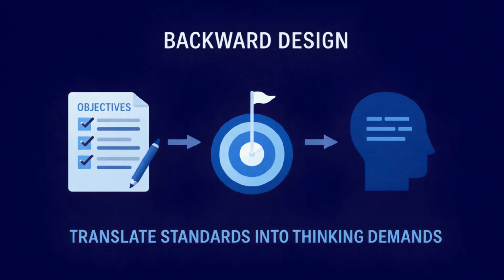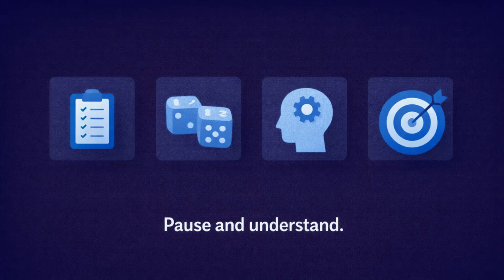Backward design gives structure to that analysis. You start with the end in mind, but the real work is not writing objectives. The real work is translating a standard into the thinking demands that instruction must develop. That translation requires teachers to slow down and ask what the standard actually requires students to do with their thinking, what decisions students must make independently, what representations or justifications are implied, and what it would look like if a student truly understood the idea.